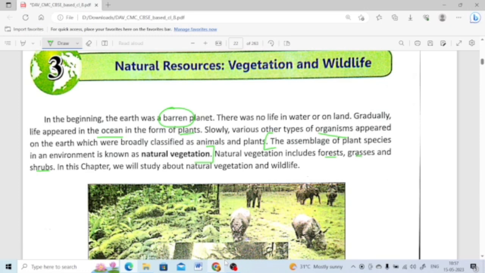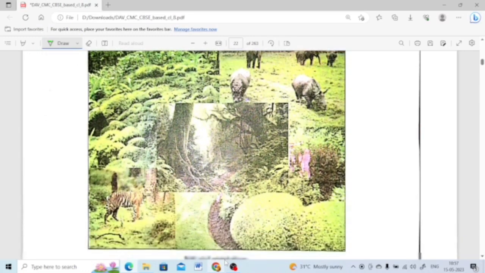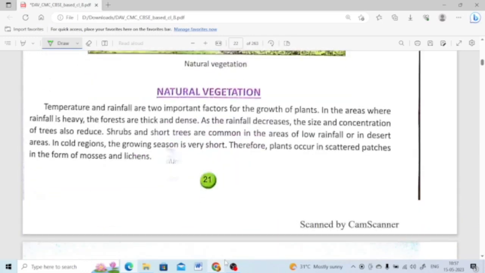So, as from the introduction, in this chapter we will learn natural vegetation and wildlife with respect to India. So let us come to the word natural vegetation. When we say natural vegetation, two things are the most important factors for the growth of the plant. One is temperature, another is rainfall. So in the areas where rainfall is very heavy and the temperature is also moderate to high, there you will see thick and dense forest.